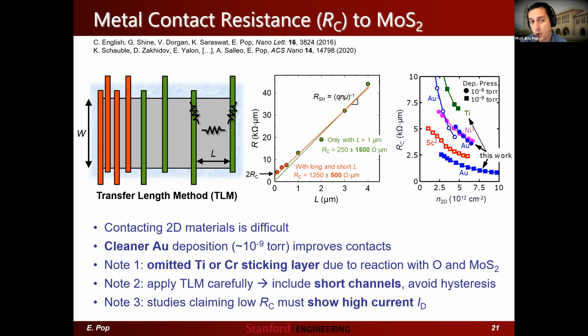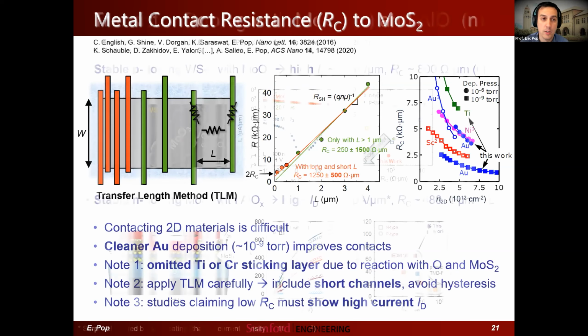And of course, avoid transistor hysteresis when we do the electrical measurement. So we have to show both forward and backward sweeps. We need to make sure that our threshold voltage is stable and all these things. And then finally, going back to my comment about high current, if you have a study that claims low contact resistance, it's also important to show high current, because otherwise it's possible that there is a measurement error somewhere. So high current ultimately, I think, is what's important for applications.